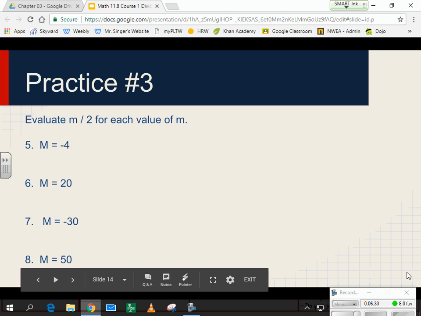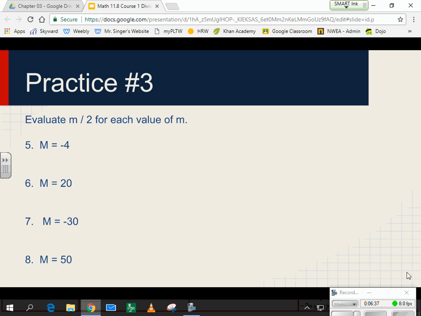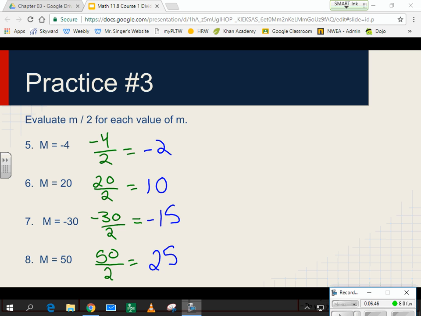All right, we have 4 problems up there. I want you to evaluate m divided by 2, and there are 4 different numbers to plug and chug in for m. Good luck. Here are the results of the 4 problems. For numbers 5 and 7, they had opposite signs, so they had to be negative. For 6, they were both positive, so it's positive. And for 8, they're both positive, so it's positive. Hopefully you did really well there.